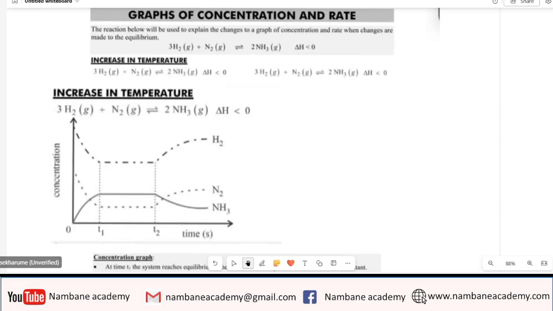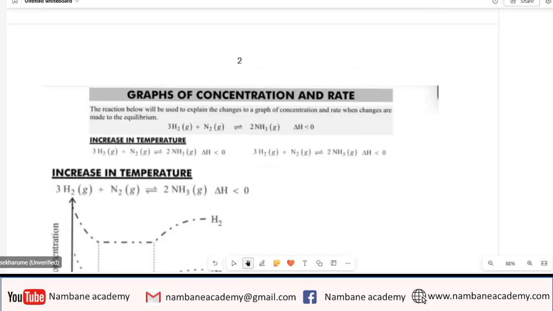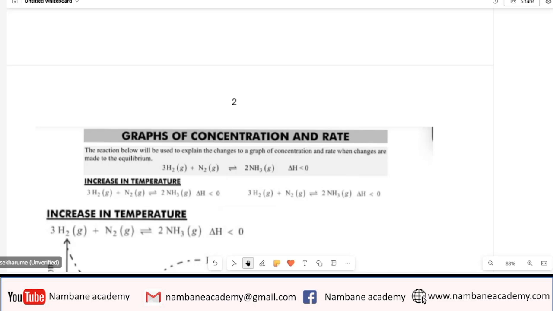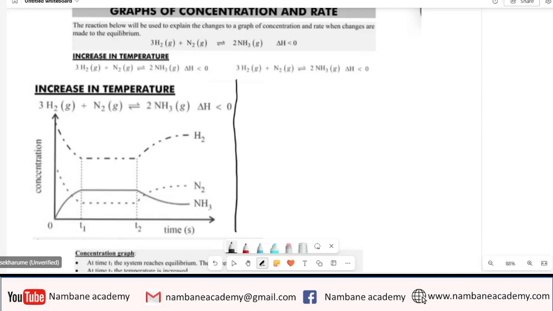So we have the graph of the concentration versus time. On this side, I'm going to draw the graph of the rate versus time. So now at T0 to T1, the system is not at equilibrium. The two reactants are decreasing, so the product will be formed. But between T1 and T2, the system is at equilibrium.